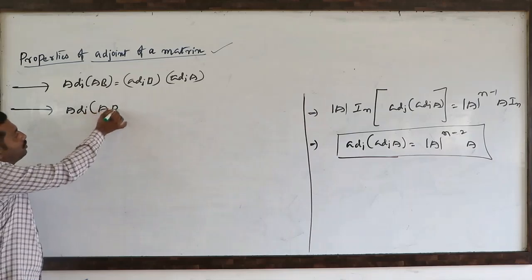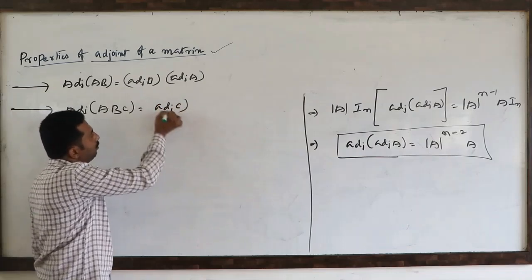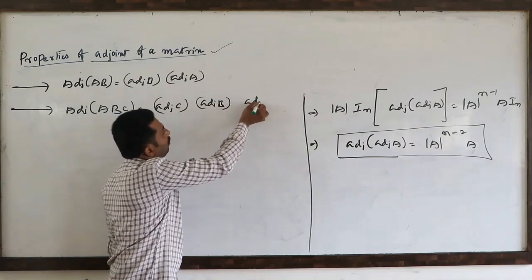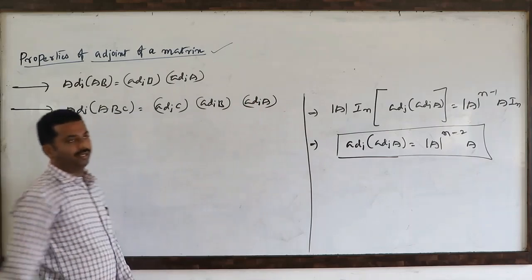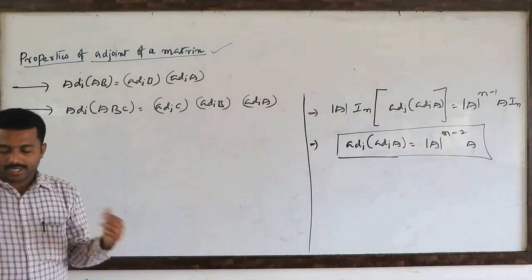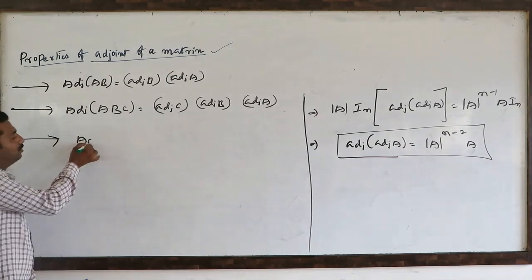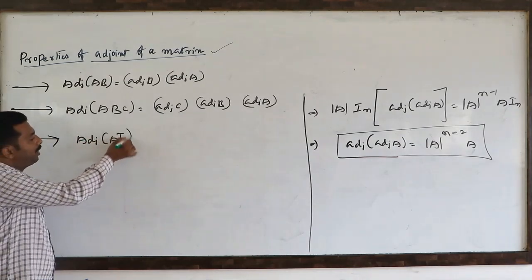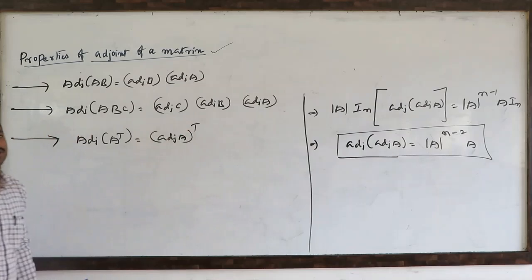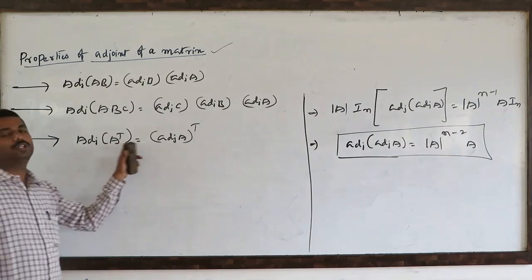Suppose ABC is there. Adjoint of ABC is adjoint of C into adjoint of B into adjoint of A. Reverse order we have to write. Then another property: adjoint of A transpose, that is adjoint of A whole transpose. Adjoint of A whole transpose or adjoint of A transpose, both are the same.